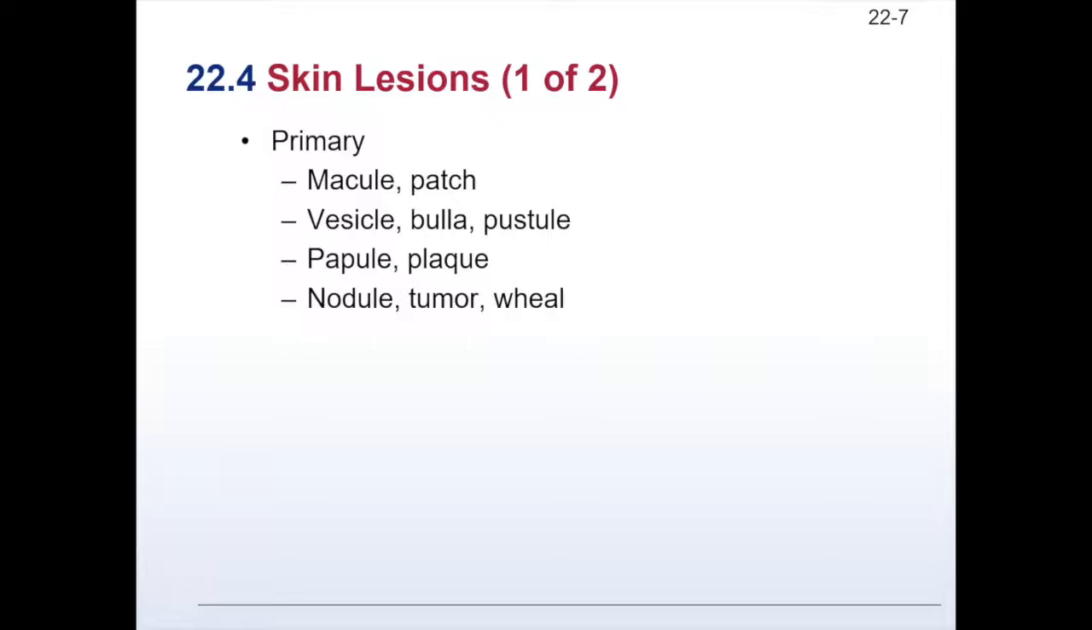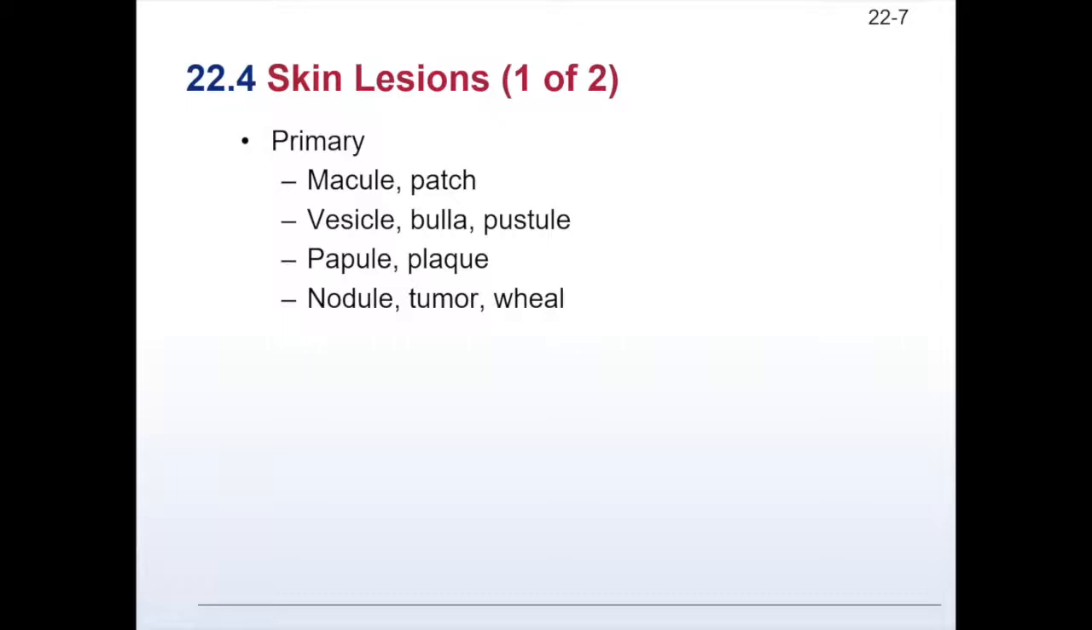Types of primary skin lesions include macule. Macule is a circumscribed flat area less than 1 centimeter of discoloration without elevation or depression of surface relative to surrounding skin. Patch. Patch is a circumscribed area of discoloration greater than 1 centimeter, which is neither elevated nor depressed relative to the surrounding skin.